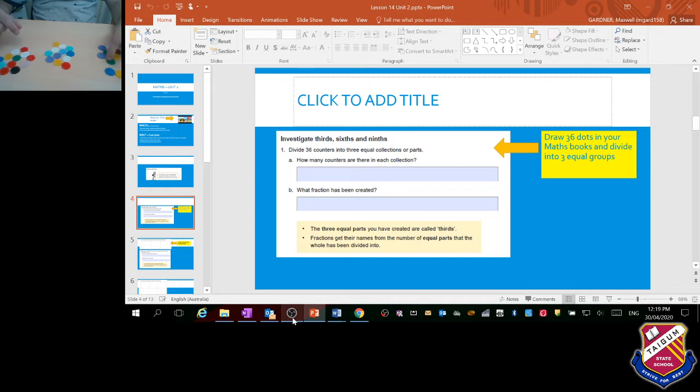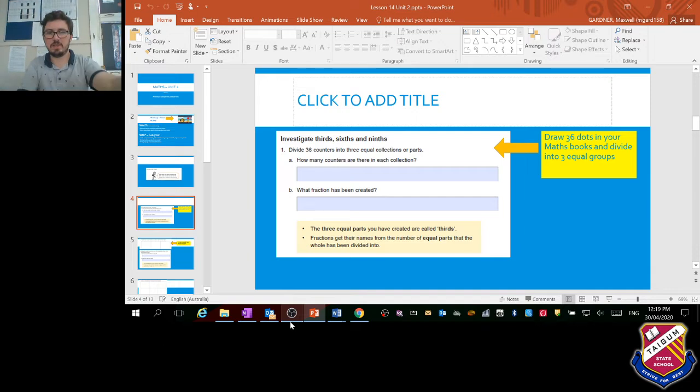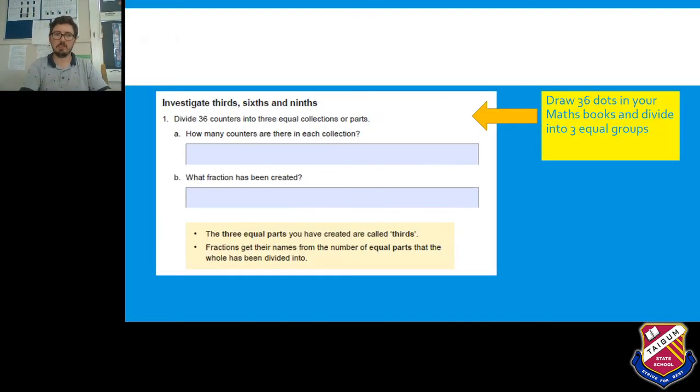1, 2, 3, 4, 5, 6, 7, 8, 9, 10, 11, 12. Each group has 12. Of course there's going to be 12, because 3 multiplied by 12 equals 36. So what I want you to do now is pause the video, draw 36 dots in your book, and then put a circle around 12, put a circle around 12, and put a circle around 12. Okay? Off you go.